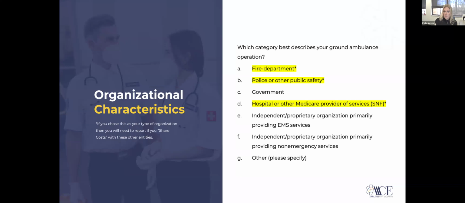If you choose fire, police, or hospital, this is going to set up other sections of the tool. It's going to look for shared cost, and it's going to want you to allocate out the specific percentages, and we'll talk through some of the calculation measures or metrics you can use going forward to know how to allocate. But if you choose that you are fire, later in the tool, it's going to ask you for shared service model data.